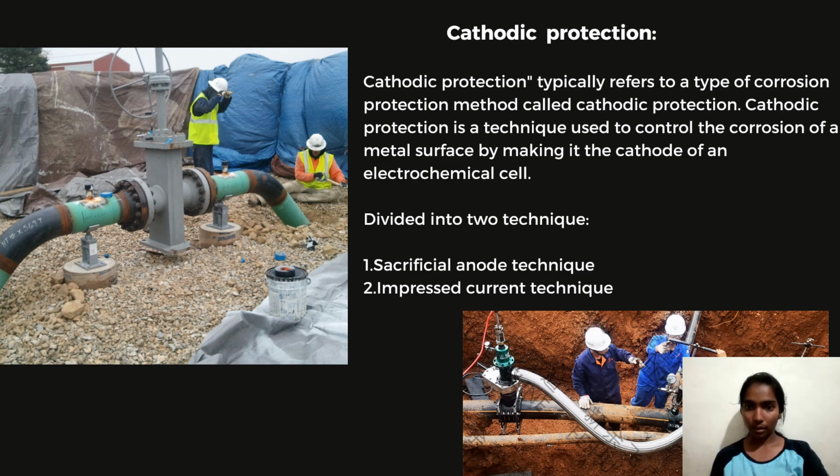The last method is cathodic protection. Cathodic protection is a technique used to control the corrosion of a metal surface by making it the cathode of an electrochemical cell. This is divided into two techniques: sacrificial anode technique and impressed current technique.